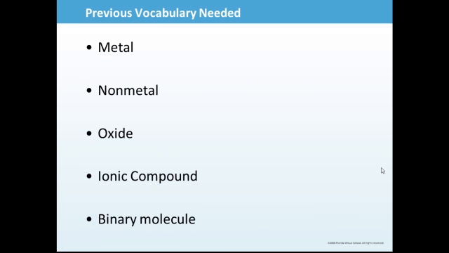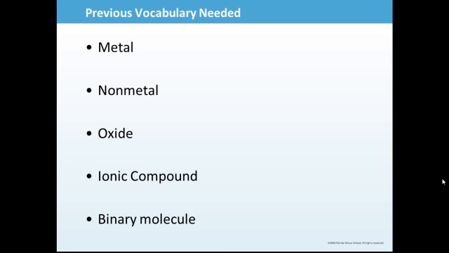Some previous vocabulary that we do need is we must understand what a metal is and where metals are found in the periodic table. The metals tend to be on the left side of the periodic table. Remember on the periodic table how it kind of makes a little diagonal line to separate the metals from the nonmetals. Nonmetals are on the right side of the periodic table. The oxide with the IDE ending means the oxygen ion, O with the -2 charge. An ionic compound is any time that you have a metal and a nonmetal.